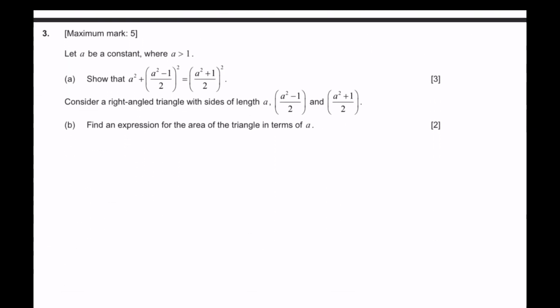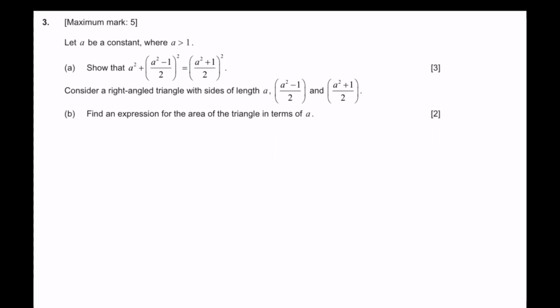Now for question 3, in the first part we have a proof. So we have to prove this thing. For this we can use the LHS equals RHS approach. What we will be doing is simplifying the left hand side, and then we'll check if it's equal to the right hand side or not.